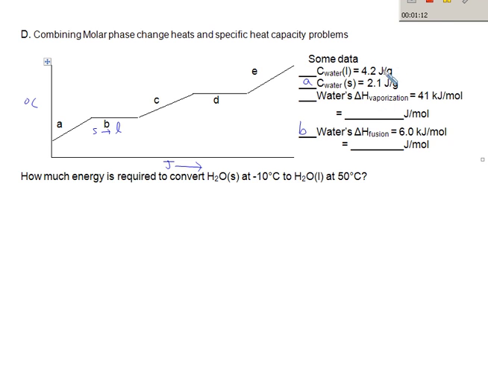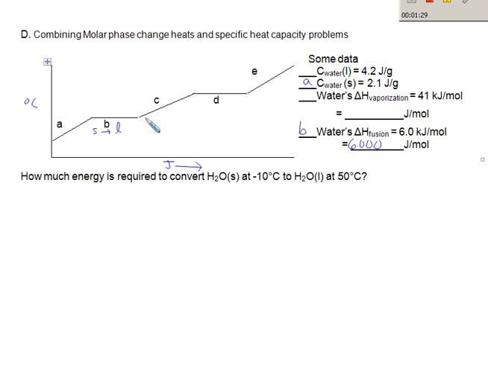Now I want you to notice that some of these constants I'm giving to you in joules and others I'm giving to you in kilojoules. Let's get everything in the same units. It'll make life a whole lot easier. So 6.0 kilojoules is the same thing as 6,000 joules.